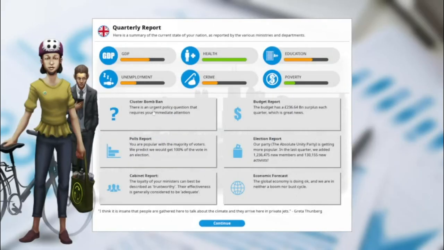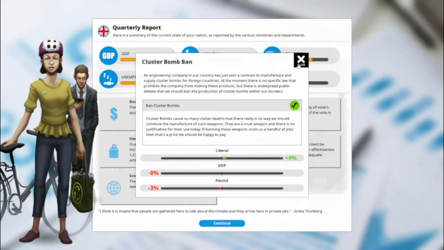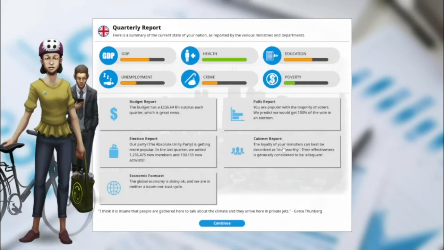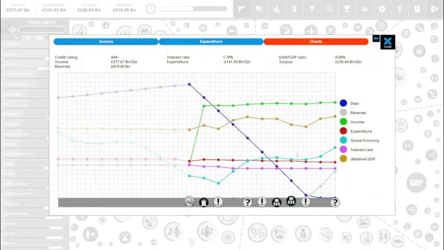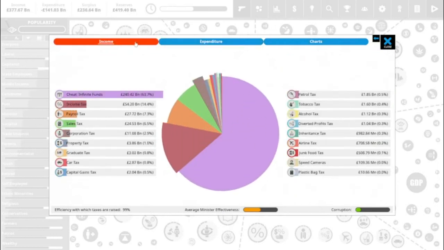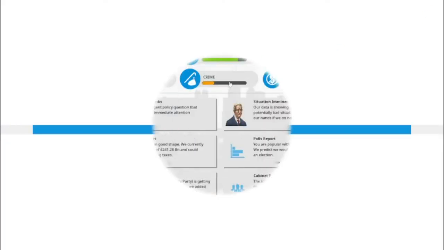I know it's a cheat, but surely it can't continue. We're going to bank cluster bombs. That surplus is amazing. We finally got reserves. We never thought we'd see it. We've paid off the whole debt. We have no debt. Oh, that is great. Biggest income is cheat infinite funds. It's not exactly infinite, it's 240 billion, but you know.